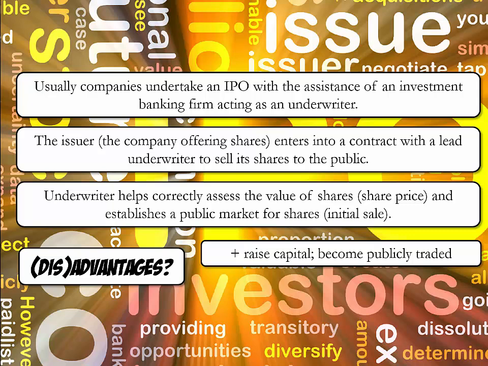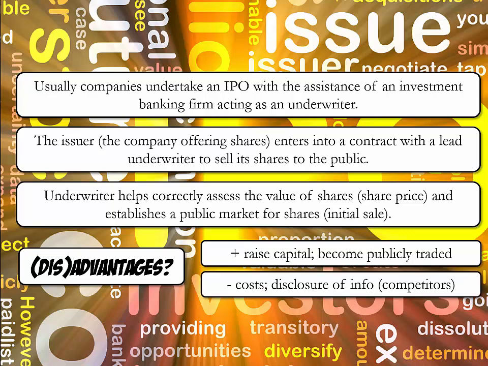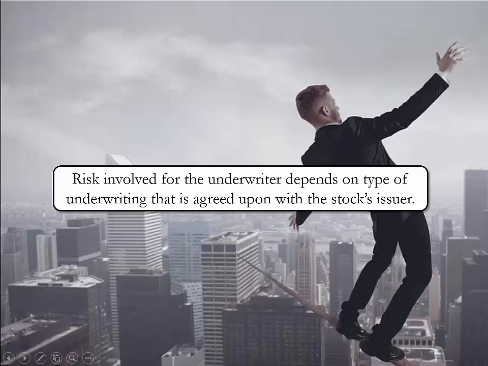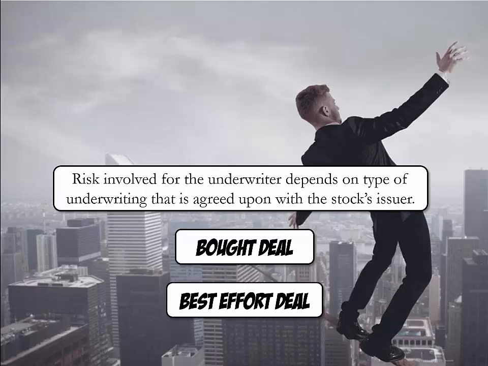Although IPOs offer many advantages, there are also significant disadvantages. Chief among those are the costs associated with the process and the requirement to disclose certain information that could prove helpful to competitors. Risk involved for the underwriter depends on the type of underwriting that is agreed upon with the stock's issuer. The two most common types of underwriting are bought deals and best effort deals.